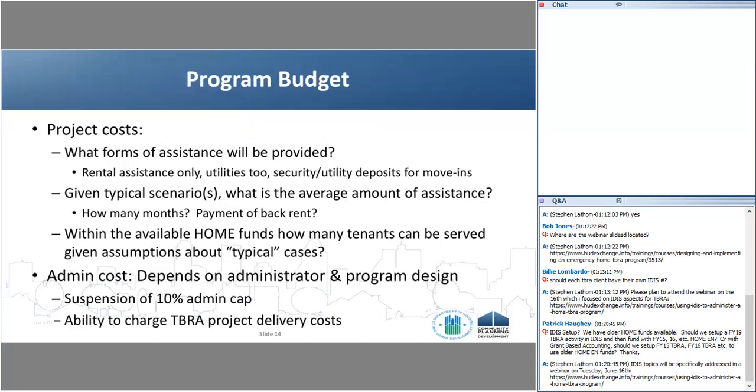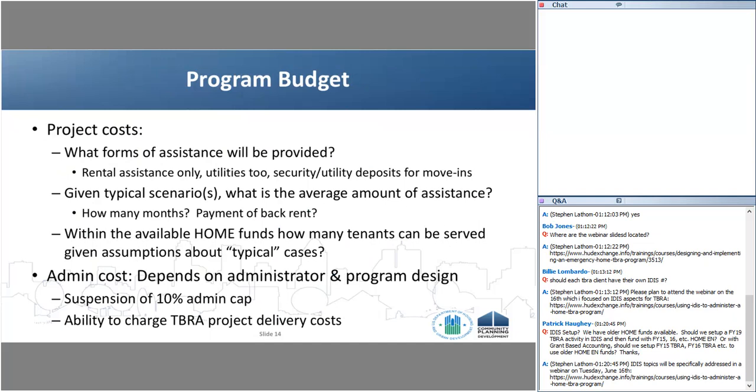So once we have a sense of the needs we're facing and the funding we have to work with, we can start to really develop the budget for our program, right? So we need to make decisions about which forms of assistance we plan to offer. Will we focus primarily on households who are already in housing and now need help paying their rent due to a loss of income? Will we be helping just with rent? Or do we want to pay for utilities as well? As we know, one of the waivers allows us to do that.